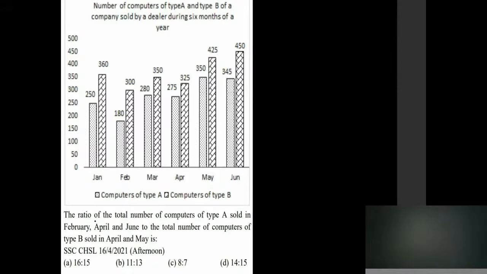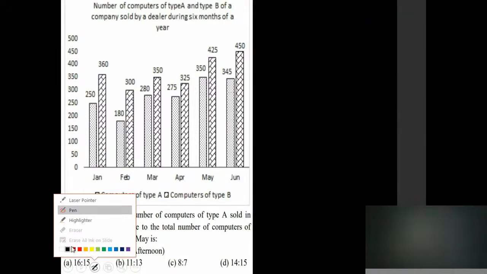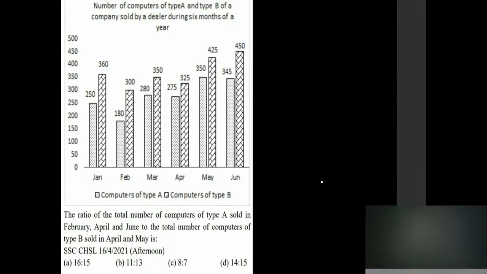Once you try to solve, you should just add all the numbers of type A in February, April and June, and next you should add all the computers in April and May of type B. You should take the ratio of that. If anyone got the answer, you can just send it here in the chat box.